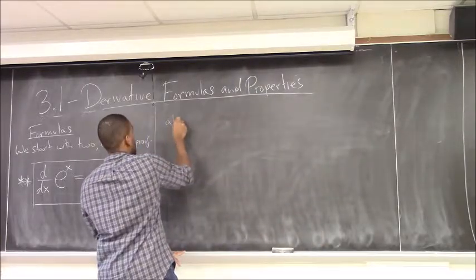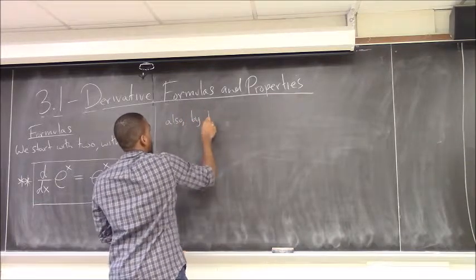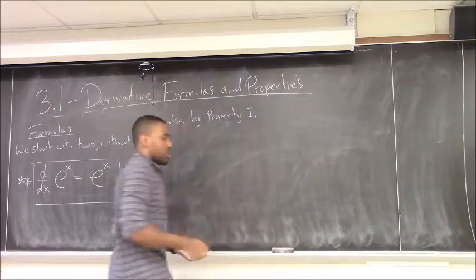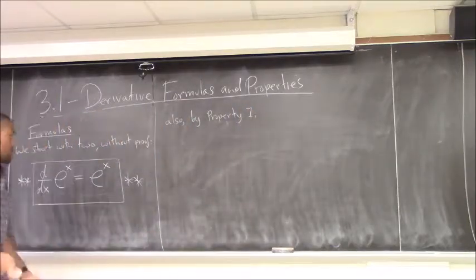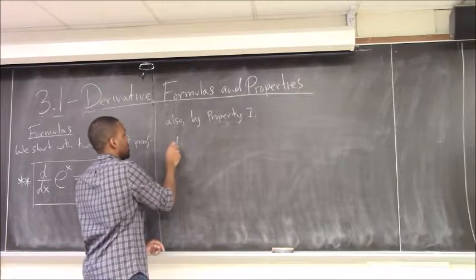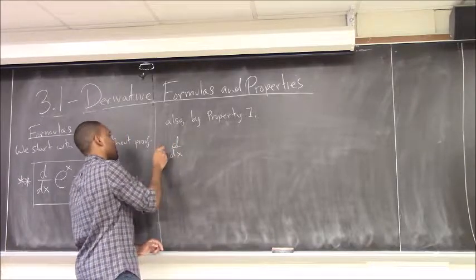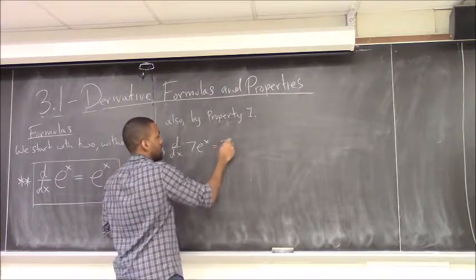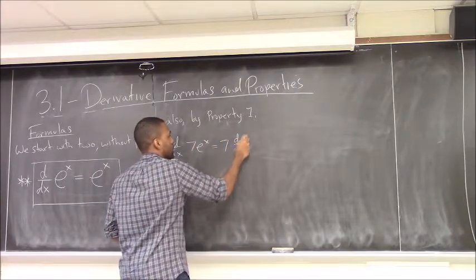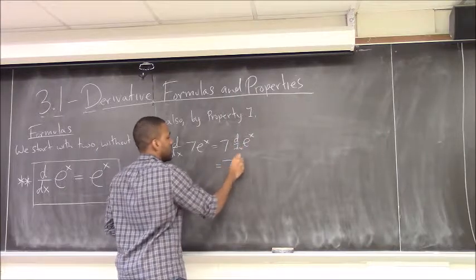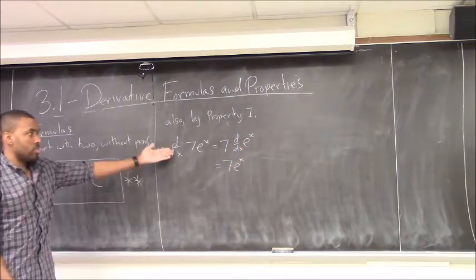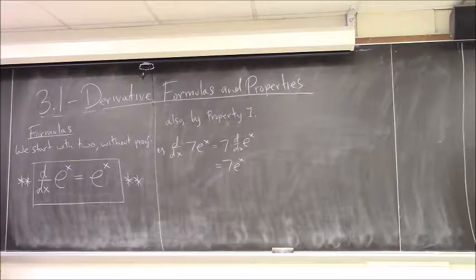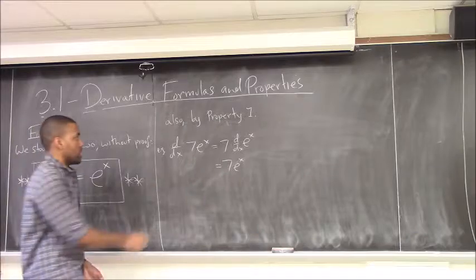Also, by property 1, the derivative of any constant times e to the x is also itself, right? So if I want to find the derivative, for example, of 7 e to the x, then that's just going to be 7 times the derivative of e to the x. But the derivative of e to the x is just e to the x. So the derivative of any constant times e to the x is also just itself. So you can use the constant factor property there.